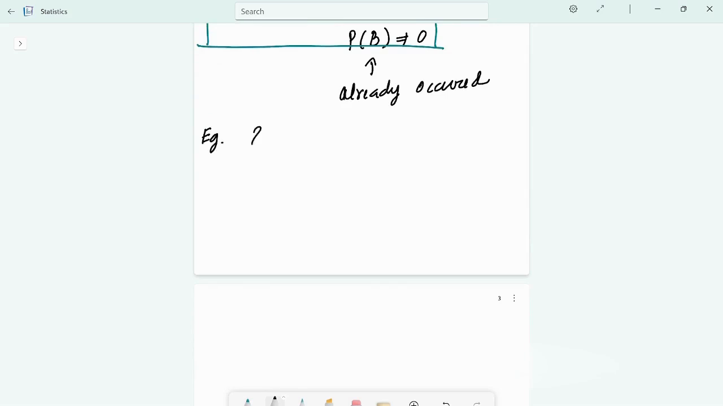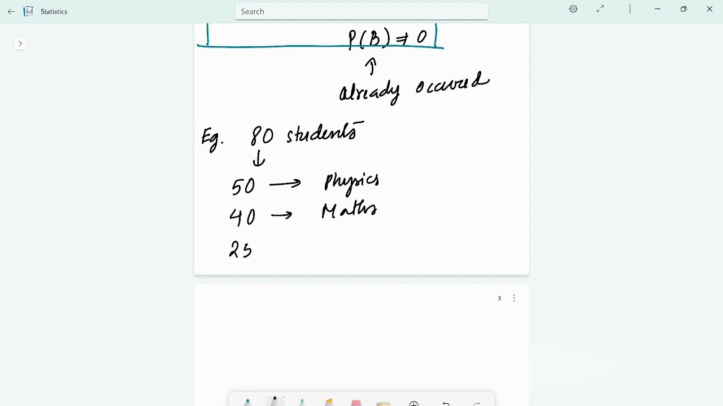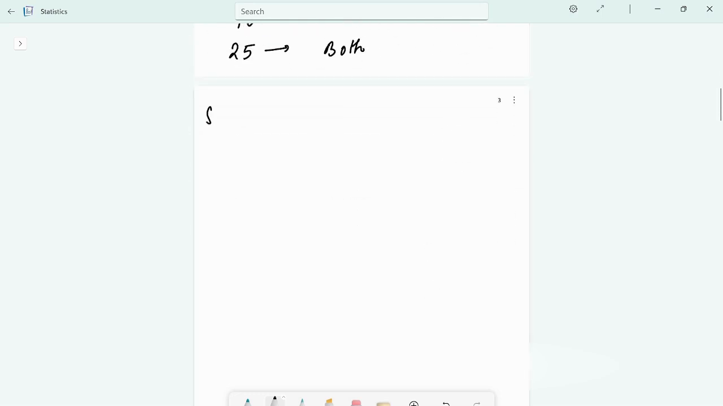Let's take a class of 80 students where 50 like physics, 40 like maths, and 25 like both. Our question is, find the probability that a student likes maths given they like physics. How do we solve the question?